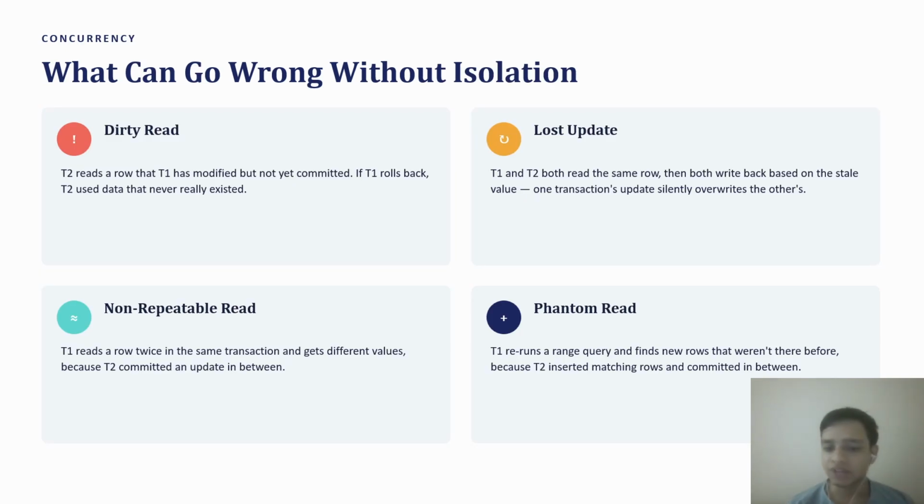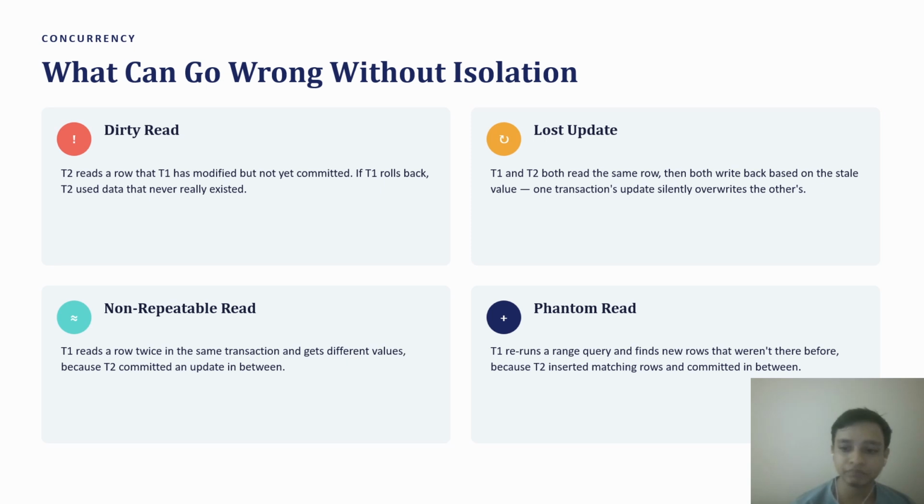If there is no isolation, transactions can read and write each other's data. What happens? These are some of the anomalies that happen. Dirty reads, I told you about this. T2 reads a row that T1 has modified but not yet committed.